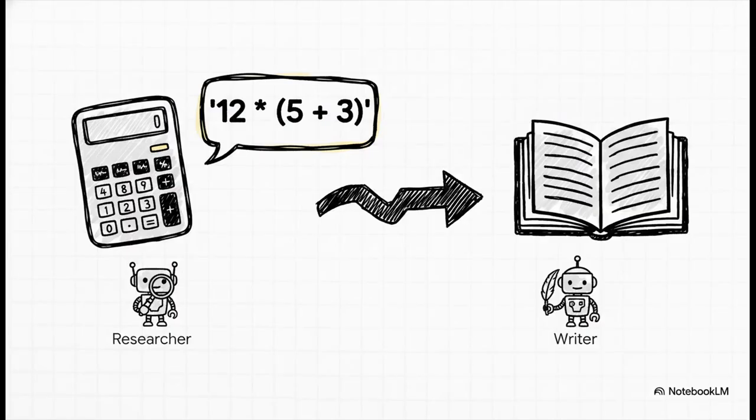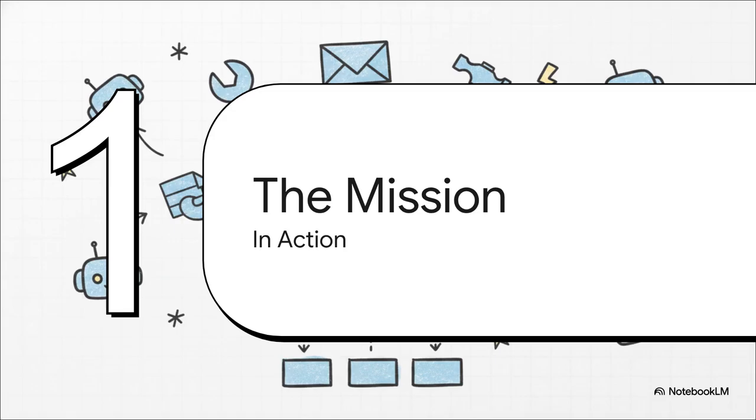And here is their mission, laid out plain and simple. It's a two-parter. First, calculate the expression 12 times 5 plus 3. Second, write a summary about that result. This is going to require both of our agents to work together, one after the other. The tool's ready, the crew's assembled, the mission is set. Now it's time for the fun part. Let's see it all work together.